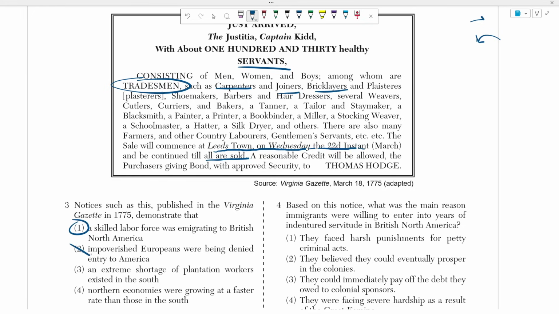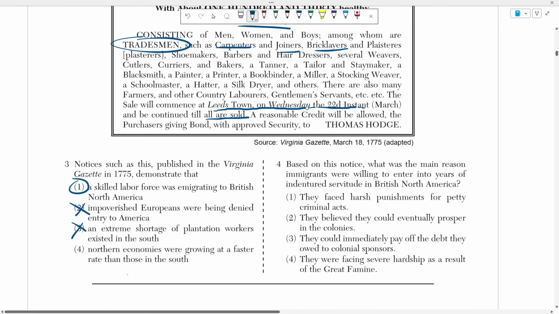So 2 is wrong because impoverished Europeans were being denied entry to America. This is false because they were being accepted entry into America, right? People were hiring them and buying their labor, as shown by this Gazette, right? 3, an extreme shortage of plantation workers existed in the South. This has nothing to do with the South or plantation workers, right? These are tradesmen. These are skilled workers. They would not be working on a plantation. They would be working for a family. 4, northern economies were growing at a faster rate than those in the South. Again, this has nothing to do with this Gazette, right? This has nothing to do with the economy. This has something to do with the demand of labor and that skilled labor, right? This is too early to see a major divide between the North and the South.